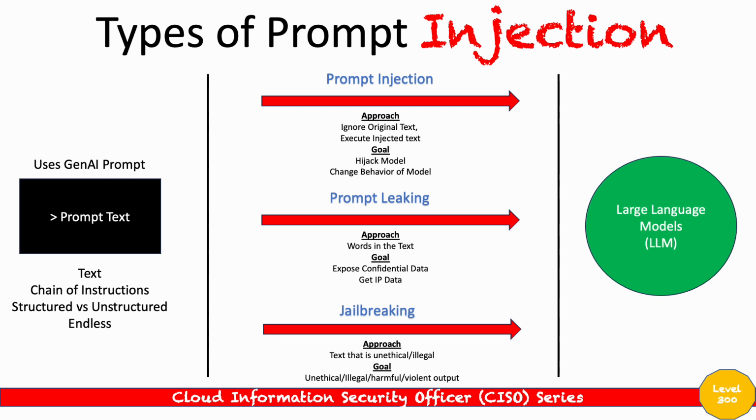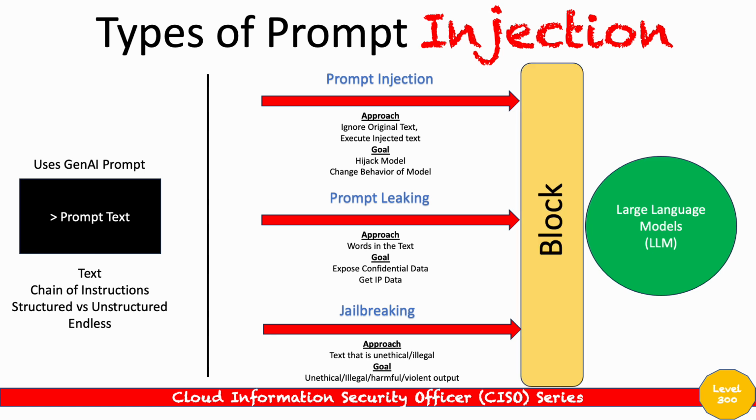If you look at it, all these different types of prompt injection build on top of each other. We have a foundational prompt injection. We then extend that with prompt leaking by exposing confidential data. And then we take it one stage further by jailbreaking it and having the model behave in a completely different way. And that concludes today's module.